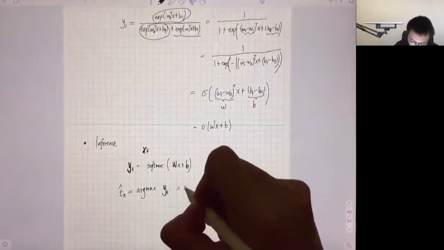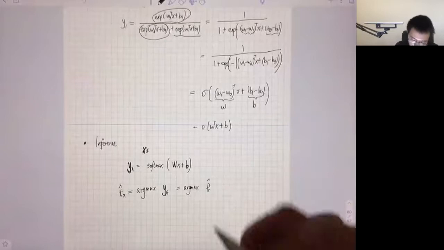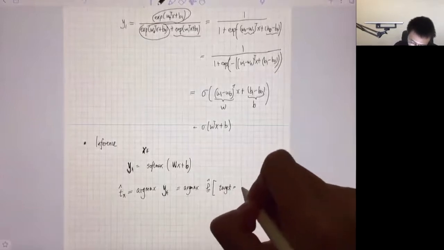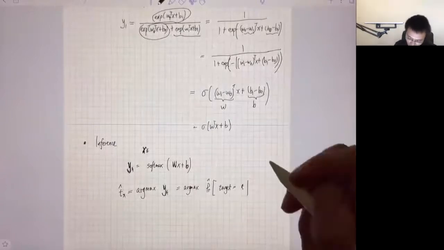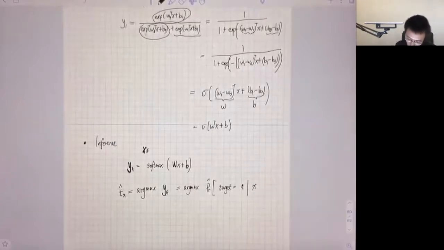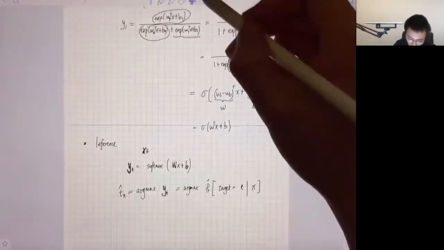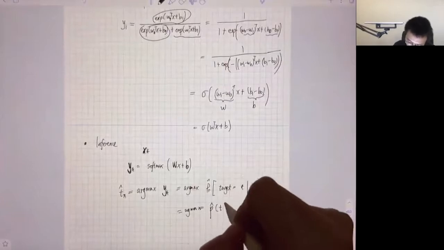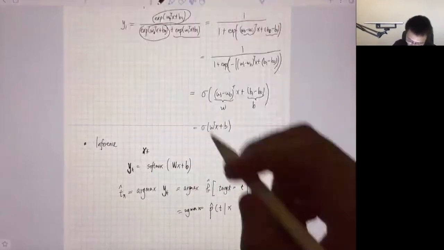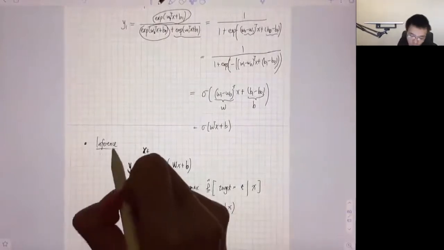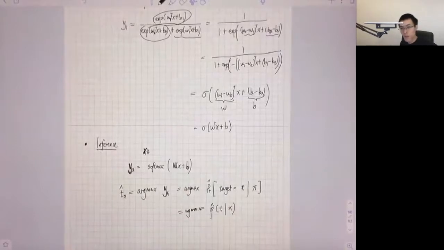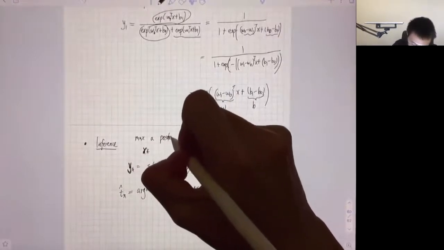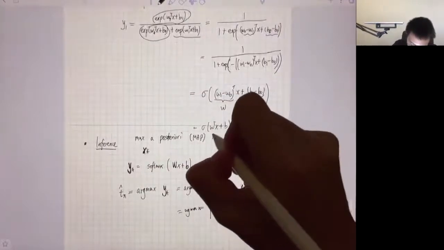It's equivalent to say the argmax of the predicted probability that my target is indeed T given X. Or you can write it more compactly as the predicted probability that my target is T given X. So this is the inference. We just choose the most probable target given the input. This is known as the max posteriori inference, or the MAP inference.